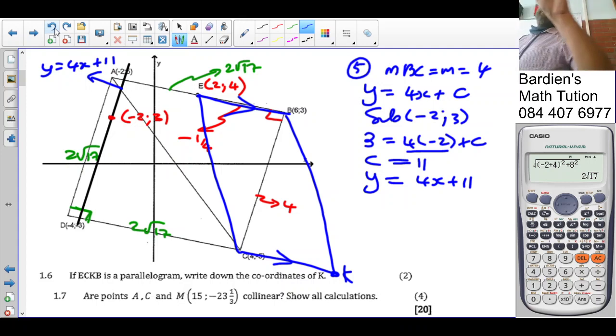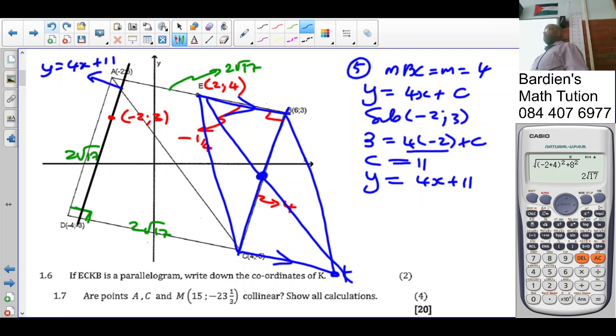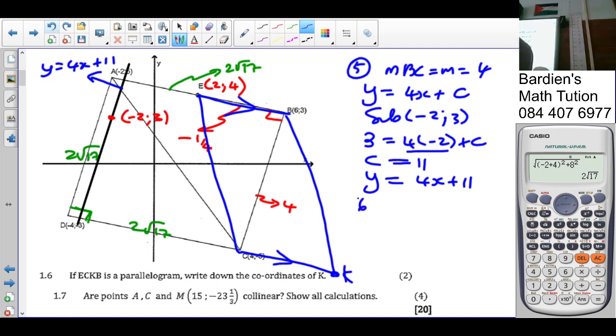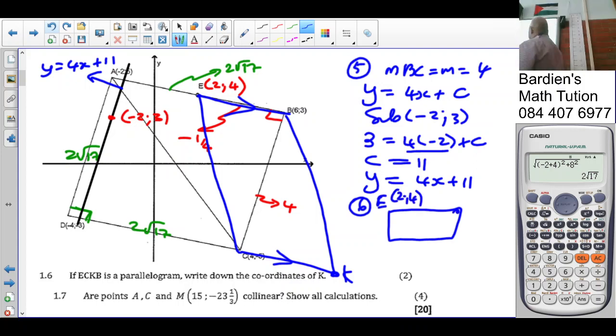Now there's one of two ways of calculating K. I can work out the midpoint of that line there, and then go in reverse using the midpoint formula to get K. That's one way. Otherwise, we have the parallelogram here, that is E, which is 2 and 4. This is B, which is 6 and 3. We have K. And we have C, which is 4 and negative 5.